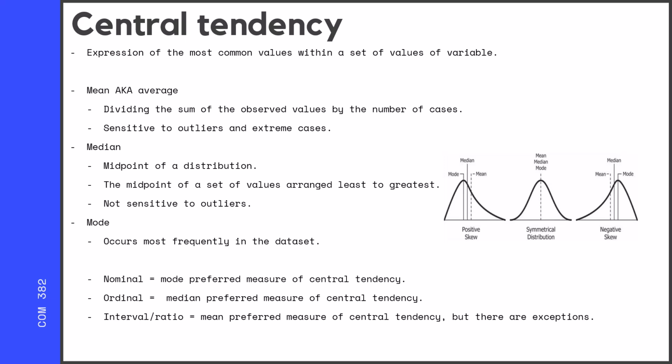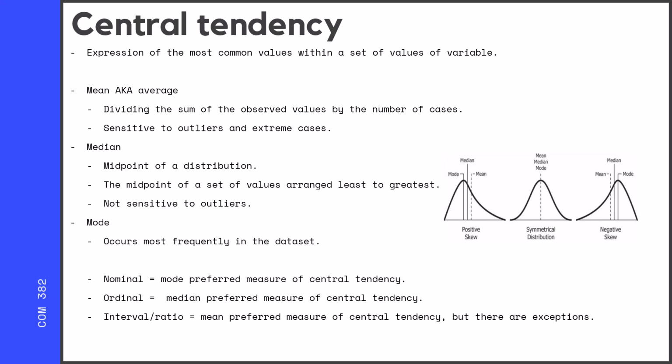So with those levels of measurement that you had, if you have nominal data, you need to present the mode. If you have ordinal data, present the median. Interval or ratio data, generally you present the mean, but there are exceptions, and we're going to talk about those in a minute. We also need to talk a little bit about skew.